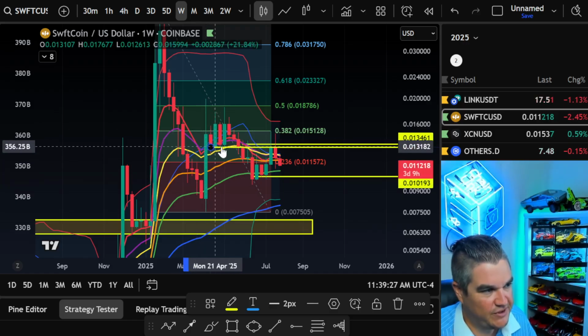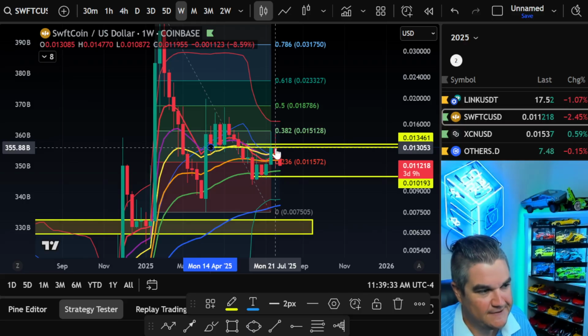Range low close, range low wicks, broken, range high wicks, resistance, support, turned resistance.